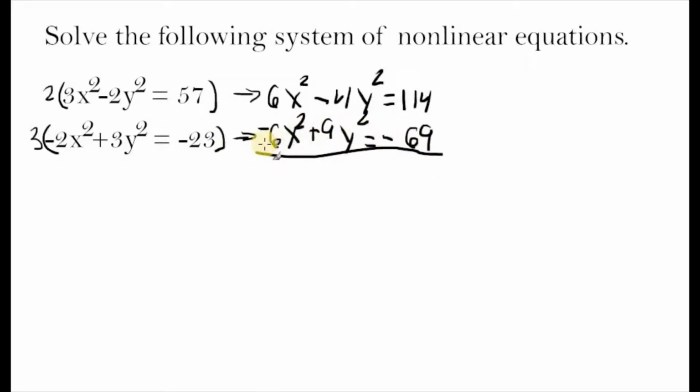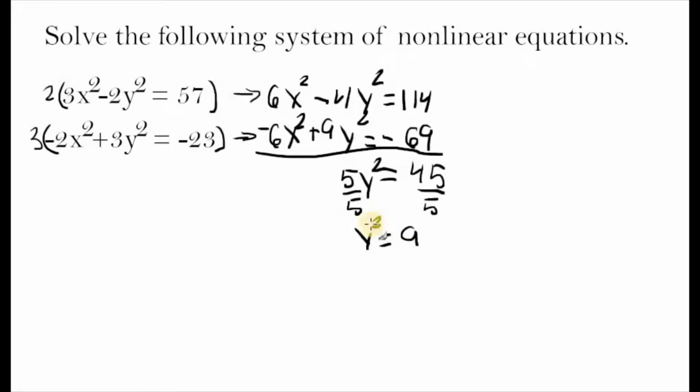And now we'll use the elimination method where you just combine all of the terms. So 114 minus 69 will give us 45. Drop down the equal sign, and 9y squared minus 4y squared will give us 5y squared. And 6x squared minus 6x squared will give us 0, so we're not going to write anything. Now we have to isolate the y by dividing both sides by 5, and you get y squared is equal to 9.